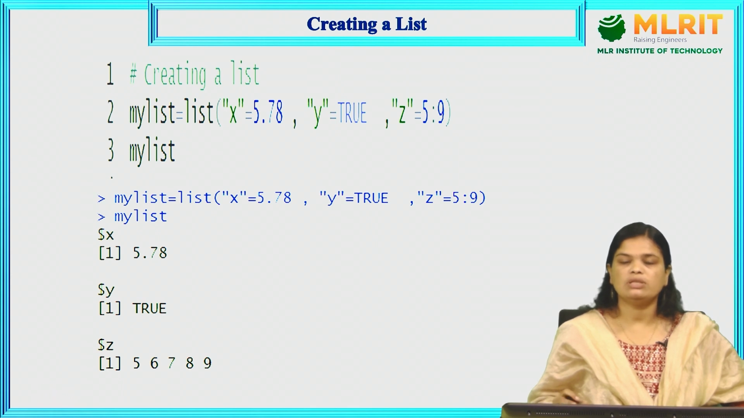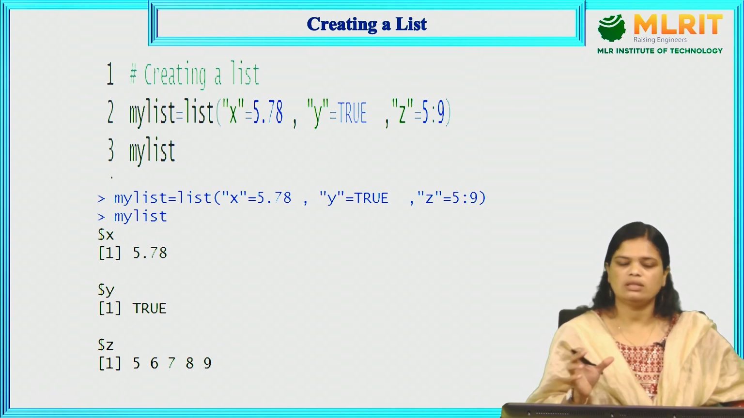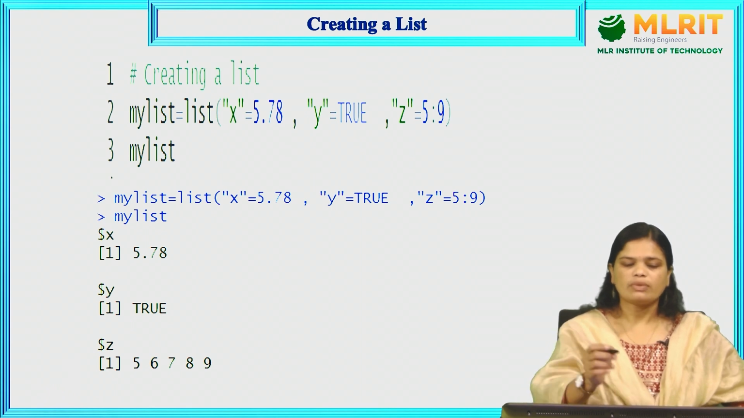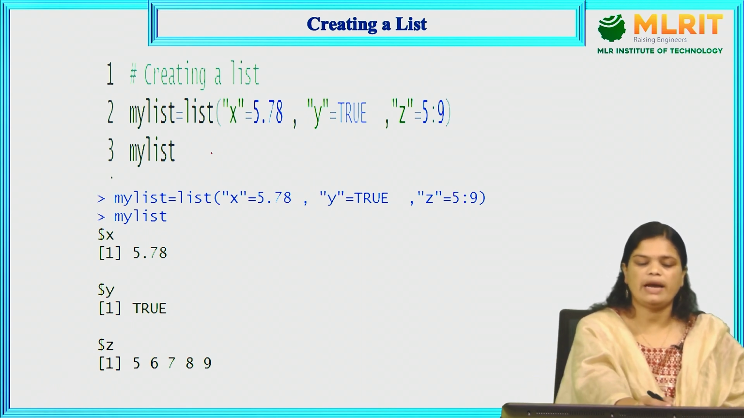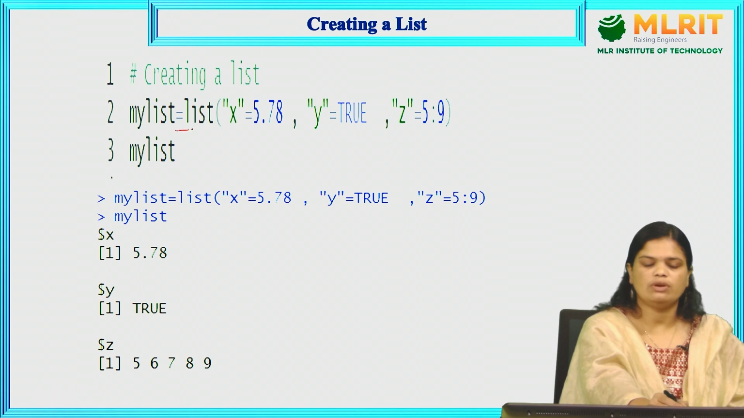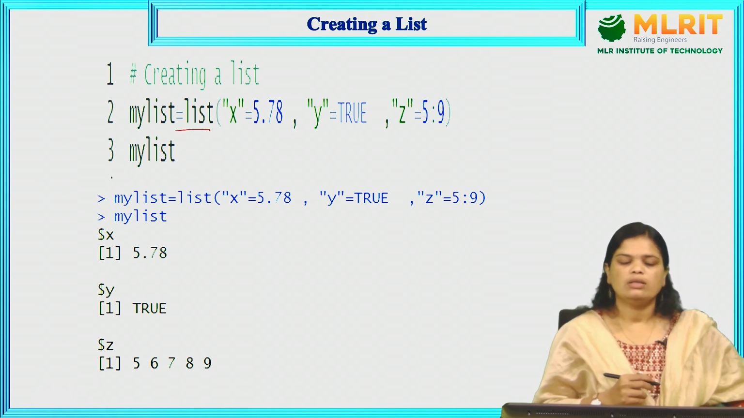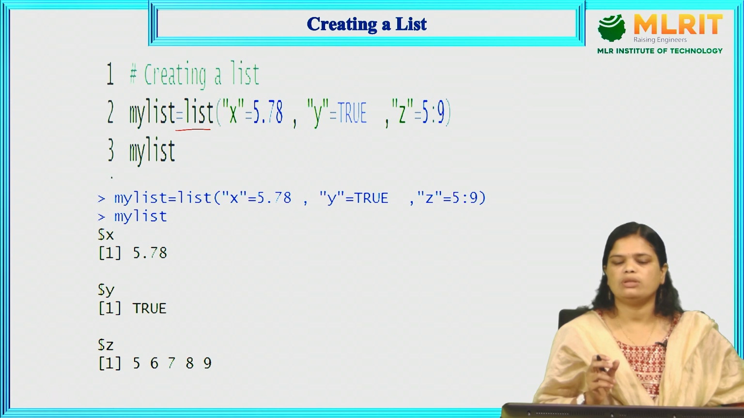By using a list, we can accommodate different data types in a single data structure. This is the syntax for creating a list, as I told you. In a vector also, we can create a vector by using a vector function, but the simple way to create a vector is by using the combine c function.